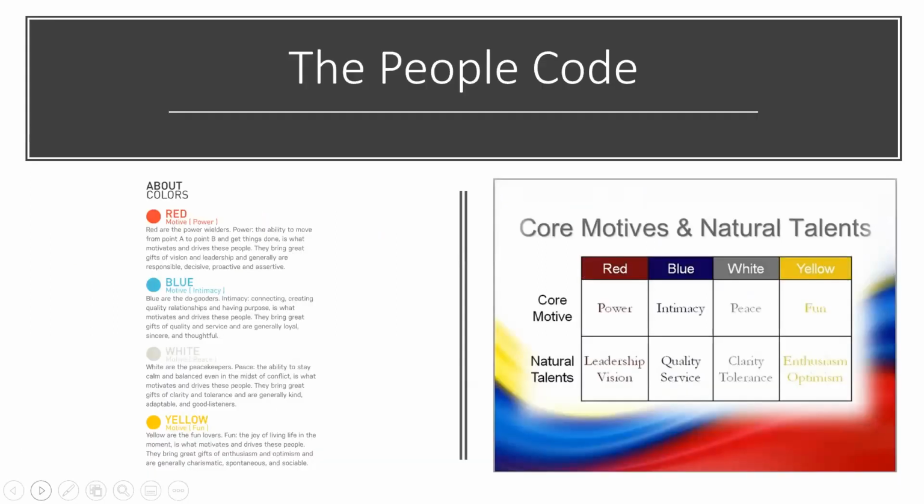Another framework that brings something extremely important is the people code. The people code goes by colors, which can be confusing because there's other colors. So again, I'm going to refer to the DISC so you're clear on which ones we're talking about, so we don't get confused with colors. And the most important thing that you can get out of the people code is your core motive.